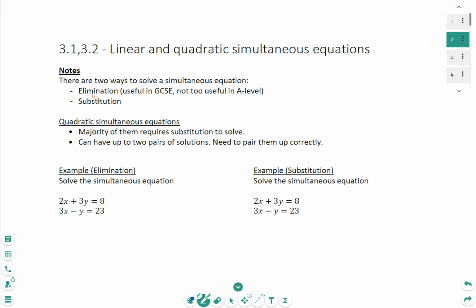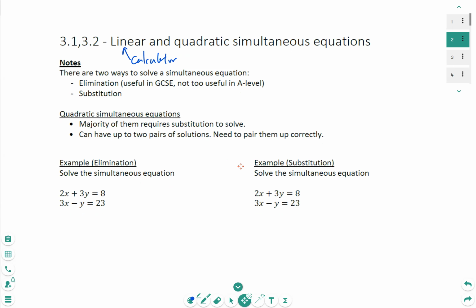The reason being is your calculator can do the job for you. When you have to use substitution, it's more about the quadratic ones. So the calculator can do linear for you. What you have to do yourself is more of the quadratic ones. When it comes to quadratic simultaneous equations, the majority of them require substitution to solve. Majority, 99.9%. You can have two pairs of answers, but you need to pair them up correctly. So we'll have a look at what we mean by that.